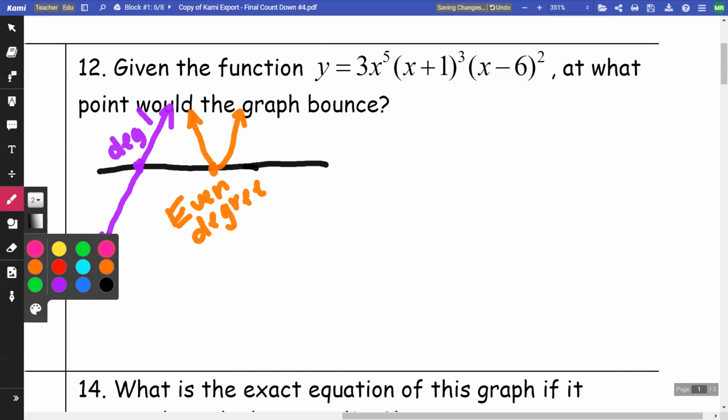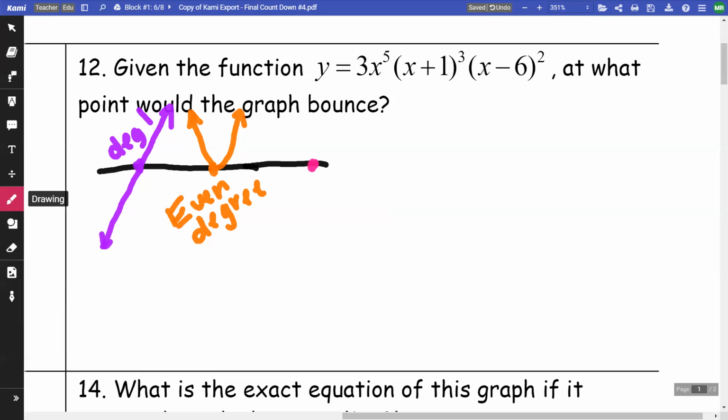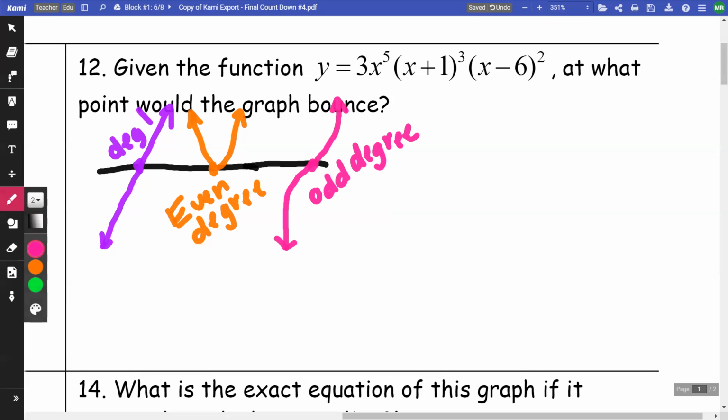If I had something like this where it goes through, but it doesn't go straight through. It kind of goes like this, like an S or like a snake, like a cubic graph. This would be an odd degree. Again, if it was a 1, though, it would go straight through. It'd be like my purple one. But if it was a 3, a 5, a 7, it's going to look like the pink one. So they want to know, where would it bounce?